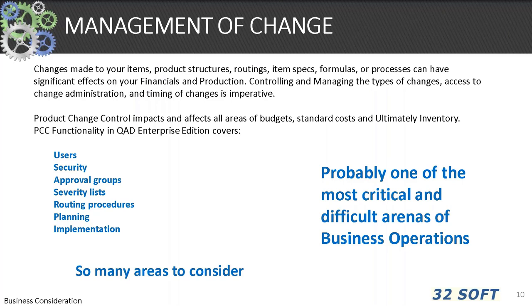So what is product change control? It is a framework of change management over engineering data, such as product structures, routers, and process specifications. All of these have influence on your financial and operational ability to execute manufacturing. As stated, this is probably one of the most crucial and difficult arenas of business operations.